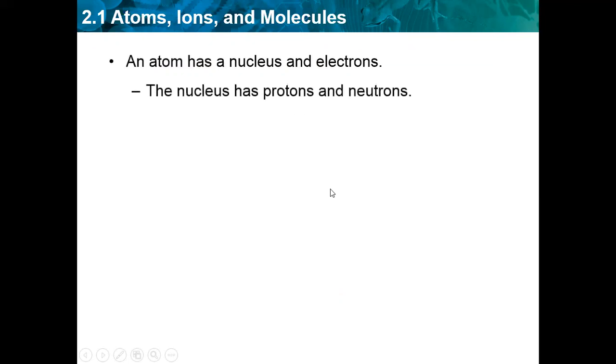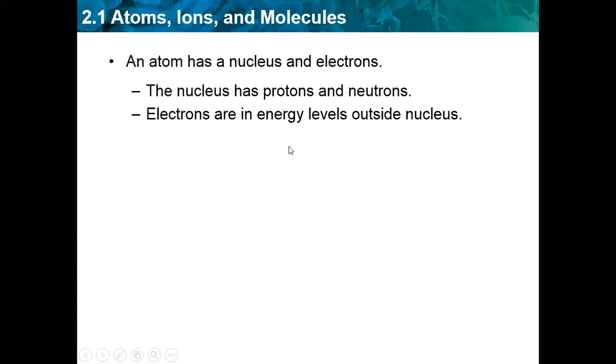An atom has some basic parts. It has a nucleus and it has electrons. The nucleus is broken down into two parts: the proton and the neutron. As the name indicates, proton comes from positive, that is to say, it has a positive charge, while the neutron has a neutral charge, and the electron has a negative charge, and that's the reason it's called an electron.